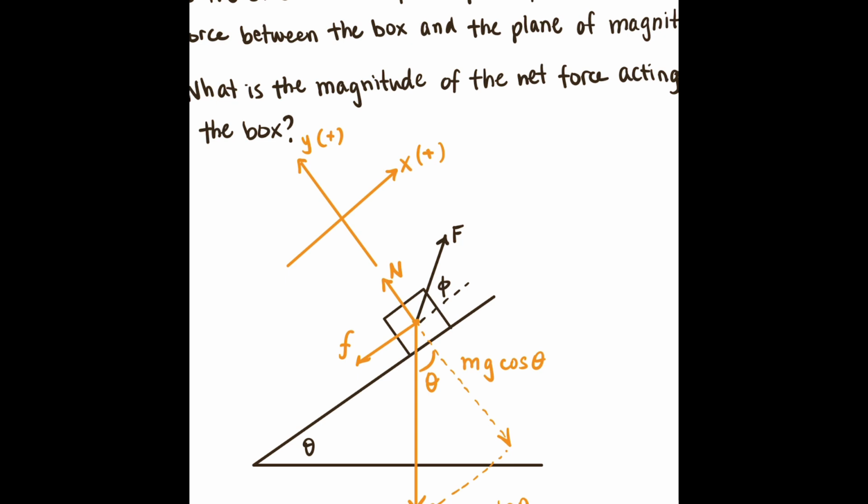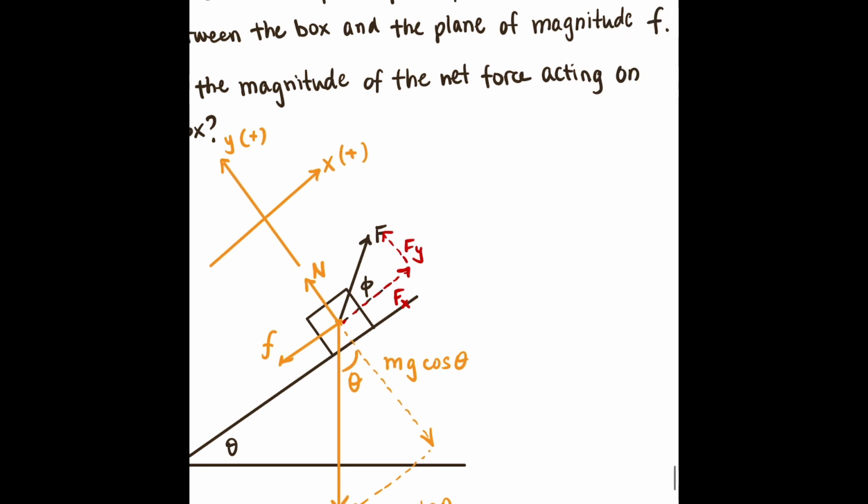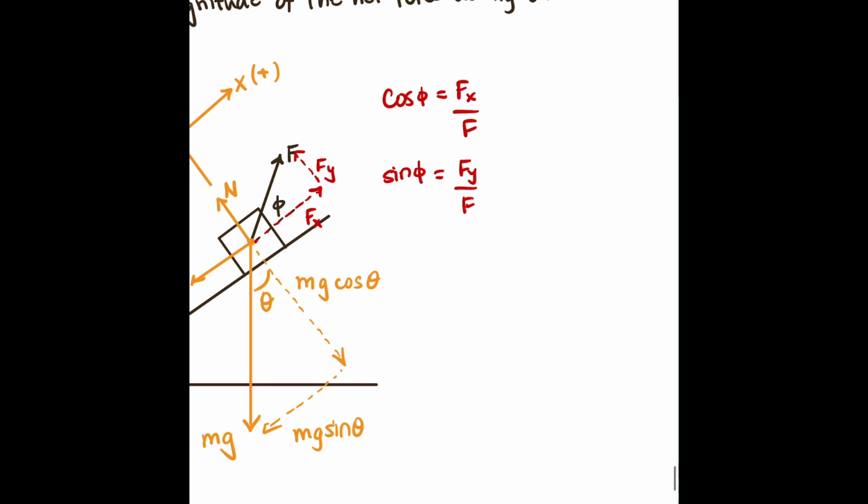Now for the tricky part of the problem. We need to break this force up into its components, where this is F sub x and F sub y. Now by using trigonometry, we can write that the cosine of phi is equal to Fx divided by F, and sine of phi is equal to Fy divided by F. So we can write that Fx is F cosine phi and Fy is F sine phi.